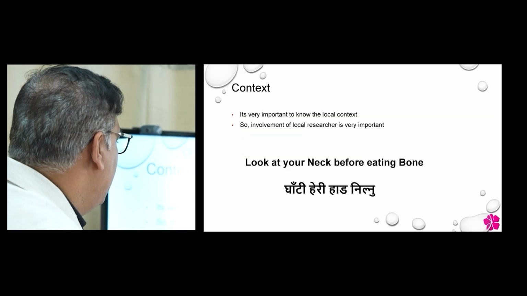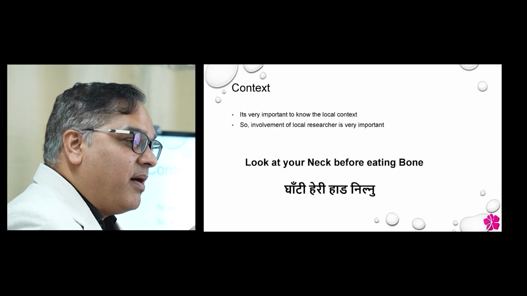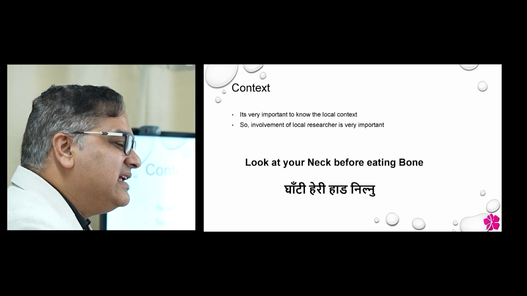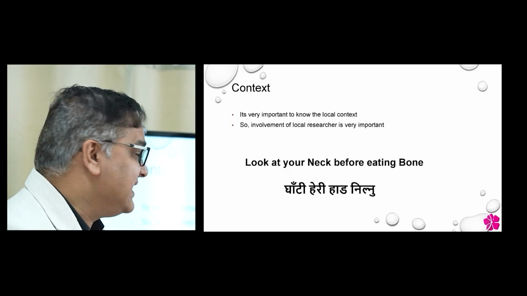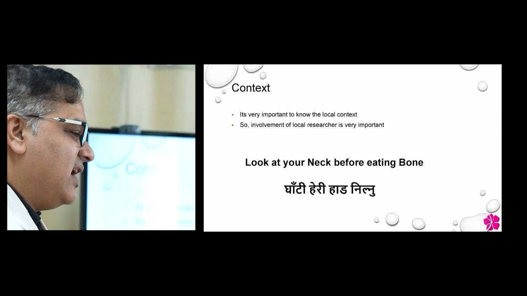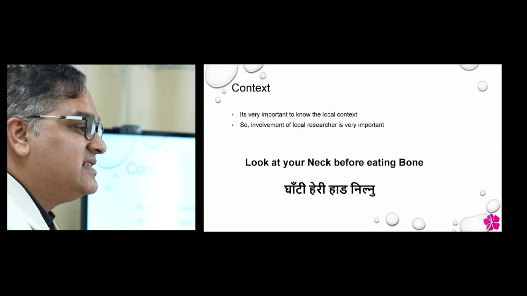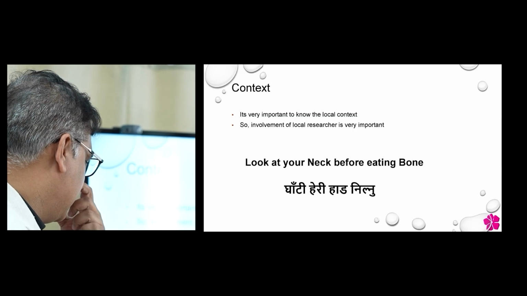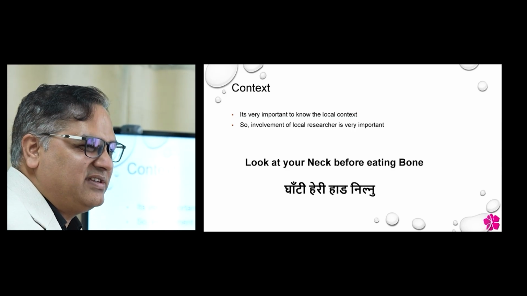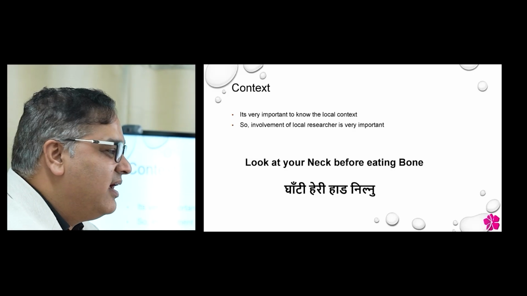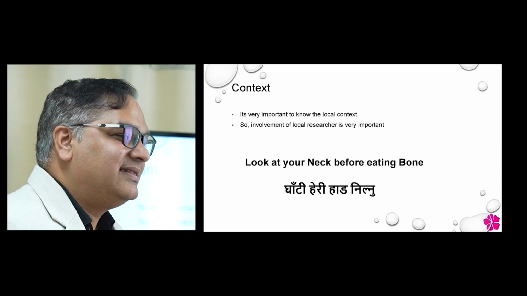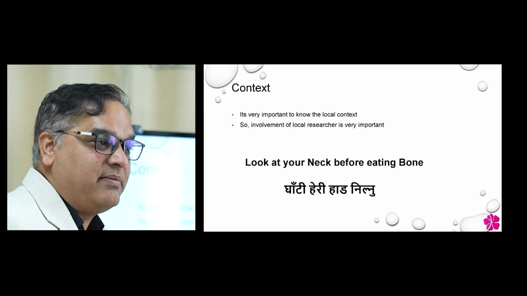Next. So now problem and population is defined, but if you don't see the context, sometimes we can make a huge mistake. So it is very important to know the local context. So it's always ideal to involve the local researchers because they know the context. Next. So if I say, look at your neck before eating bone, most of you don't get anything. Oh, it's a random scrambling. But if I say "ghati heri garden," now you know everything I want to say. That's the context, that's the local context I mean.